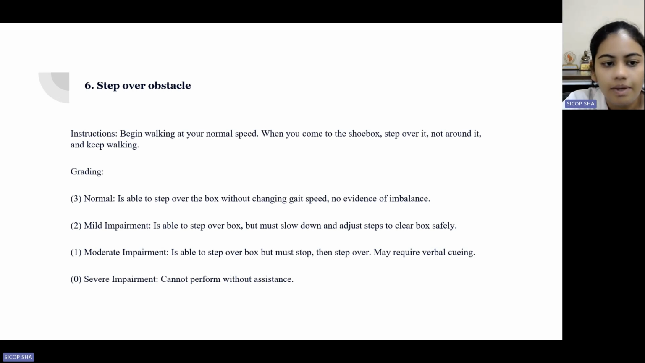While 2 is mild impairment, is able to step over box but must slow down and adjust steps to clear the box safely. While 1 is moderate impairment, is able to step over box but must stop, then step over, and may require verbal cueing. While 0 is severe impairment, in which the individual cannot perform without assistance.